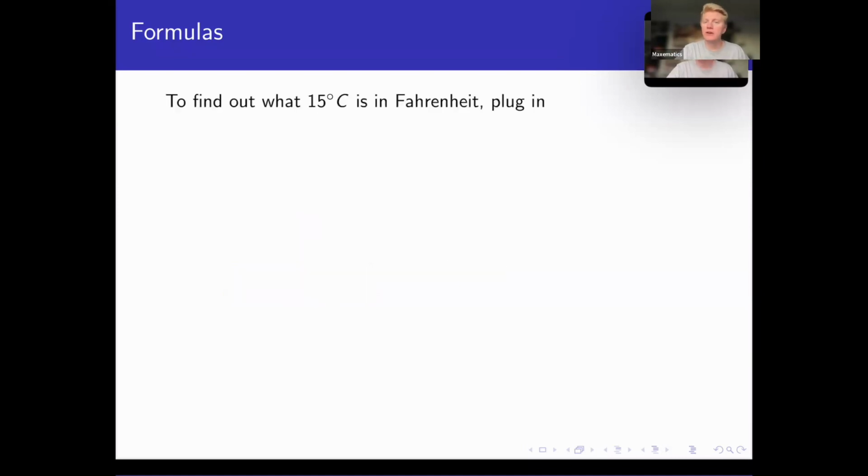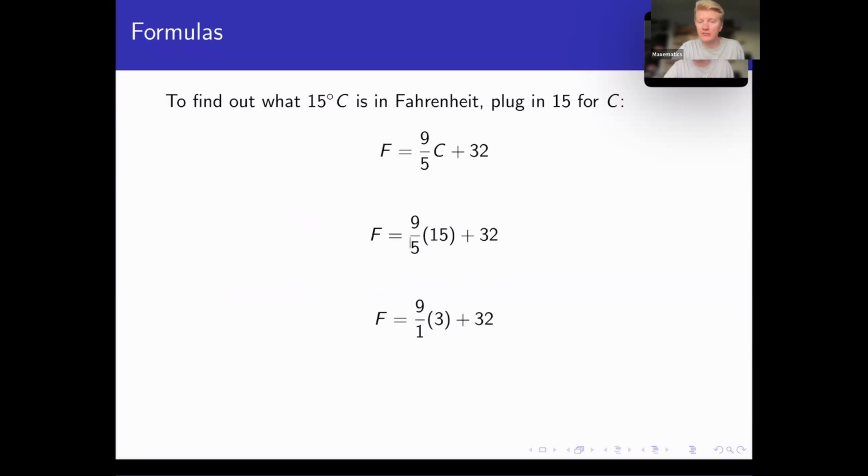So if we wanted to find out what 15 degrees Celsius is in Fahrenheit, what we can do is plug in 15 for Celsius, right? We want 15 degrees Celsius. We want to find it out in Fahrenheit. So let's plug in 15 for C. Okay, 15 over 5 is 3 over 1. 9 times 3 is 27. 27 plus 32 is 59. So 15 degrees Celsius is 59 degrees Fahrenheit.